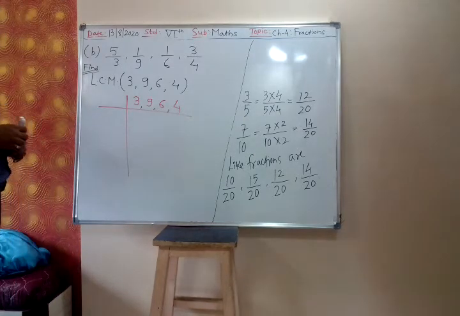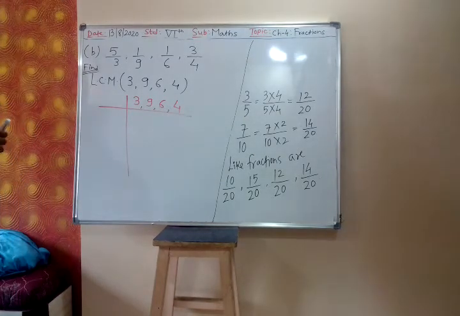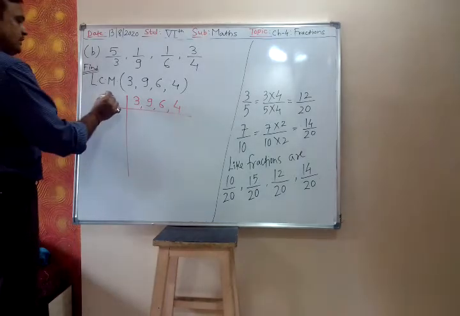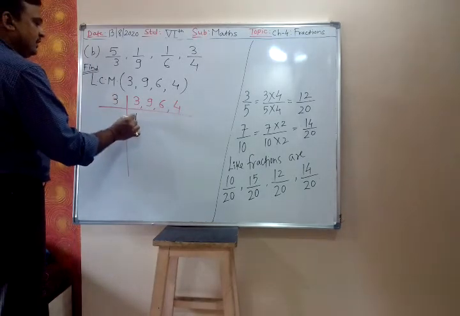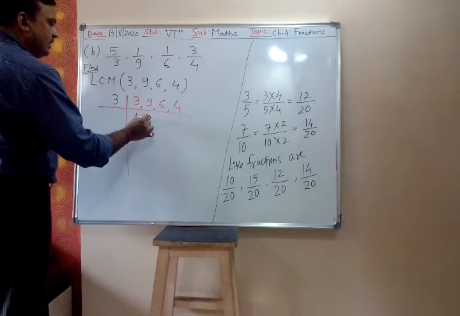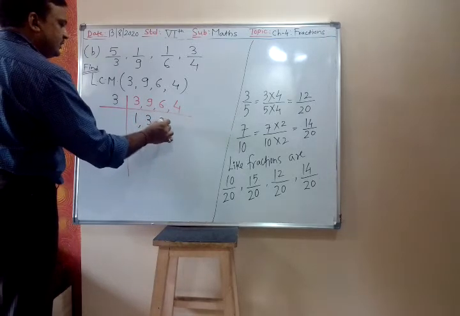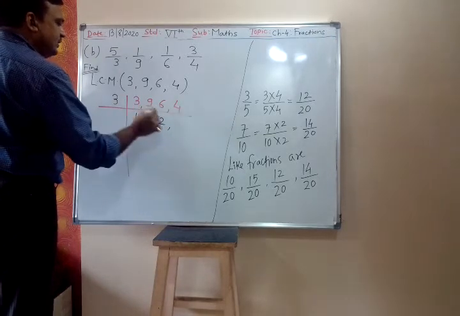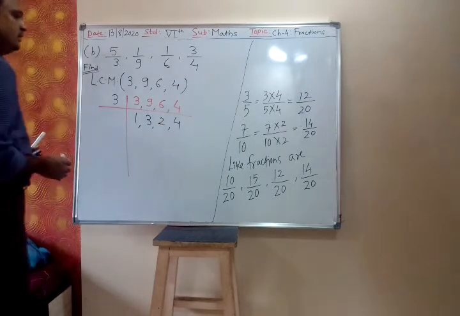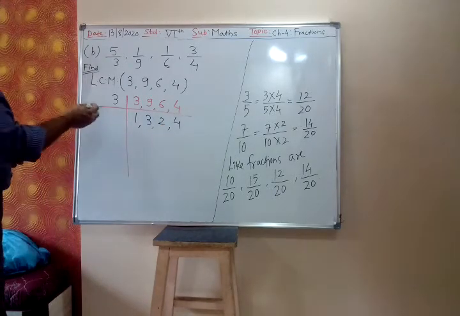Yes. So what you will do? You will start with 3. 3 ones are 3, 3 threes are 9, 3 twos are 6. Then we cannot divide 4 by 3, so 4 I will write 4 only. So now we have 1, 3, 2, 4.